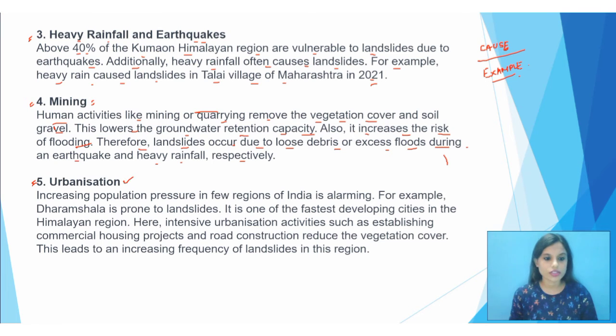Next is urbanization. Increasing population pressure in a few regions of India is alarming. For example, Dharamshala is prone to landslides. It's a hill station. It is one of the fastest developing cities in the Himalayan region. Here, intensive urbanization activities such as establishing commercial housing projects and road construction reduce the vegetation cover. This leads to an increasing frequency of landslides in this region. So you see, urbanization is causing landslides.